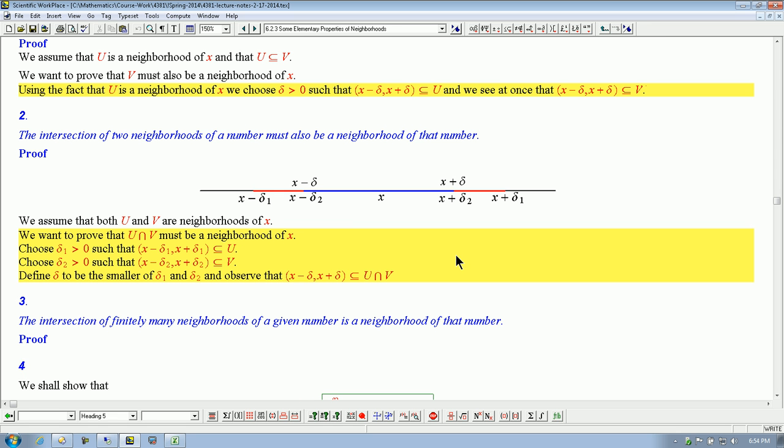You see? Now what if you take the intersection of 3 neighborhoods? 3 neighborhoods called U, V, and W of a given number x. Well, you do this. You say, I'll take the intersection of U with V, that's a neighborhood by this theorem, and then you intersect that neighborhood with W, and you get a neighborhood. You can do it this way, or you can do it the Spock way, right?